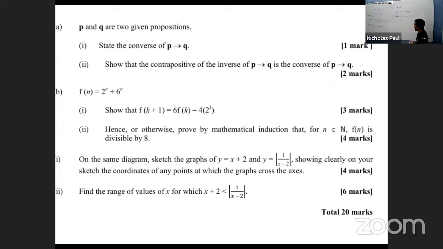So we don't need a truth table to show that really. They gave us P implies Q, and they said show that the contrapositive of the inverse is the converse. Before we do that, we could write down what the converse is. What's the converse of this? It will be Q implies P. So they want us to show now that the contrapositive of the inverse of P implies Q.